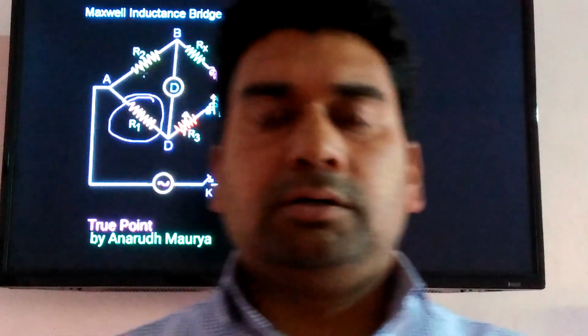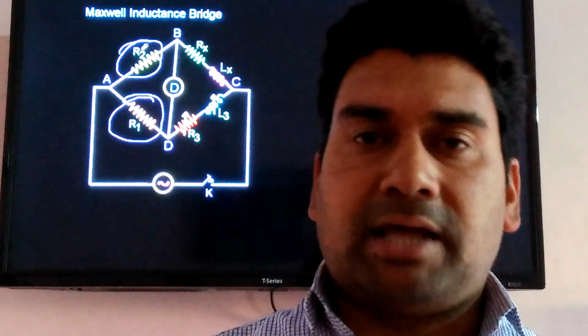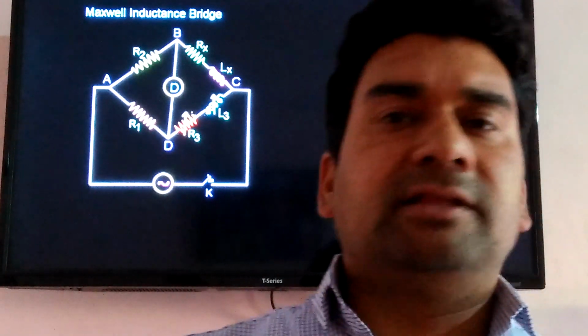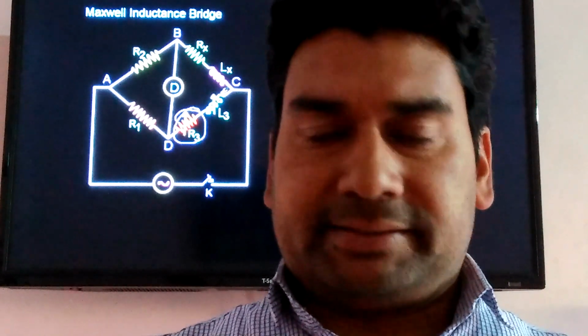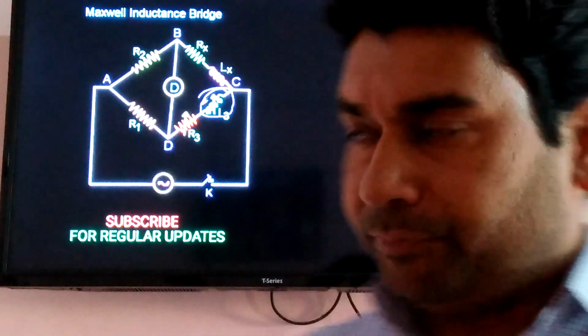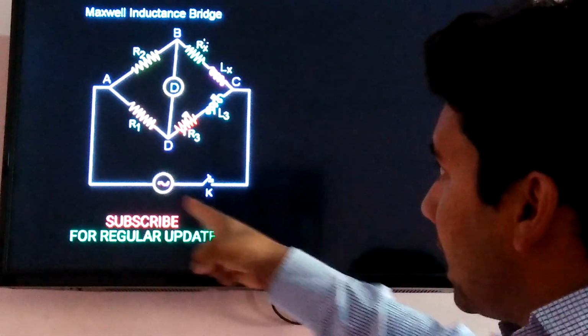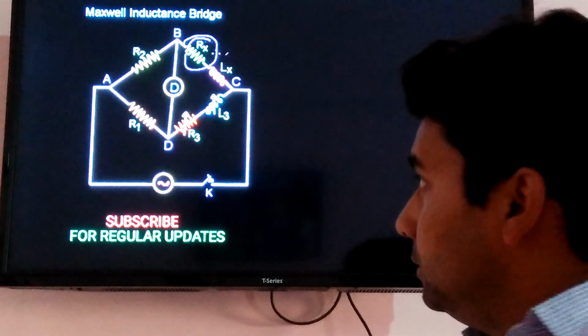Good afternoon, students. Today we are going to study the Maxwell inductance bridge. By this bridge, we find the value of the unknown inductance. So let us start. There is a circuit arrangement for the Maxwell inductance bridge.